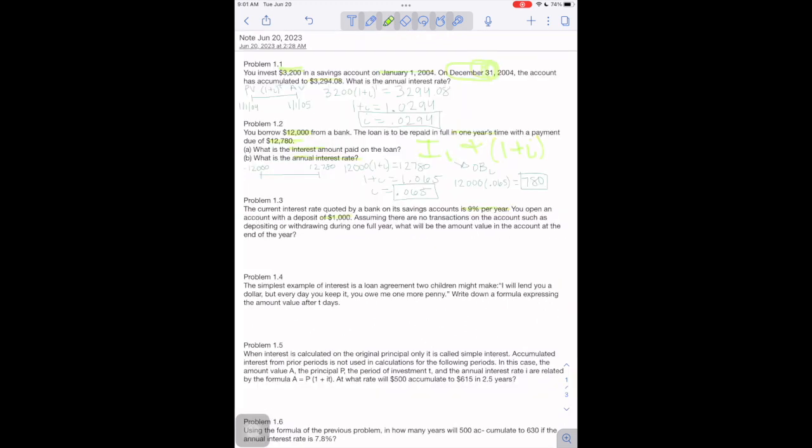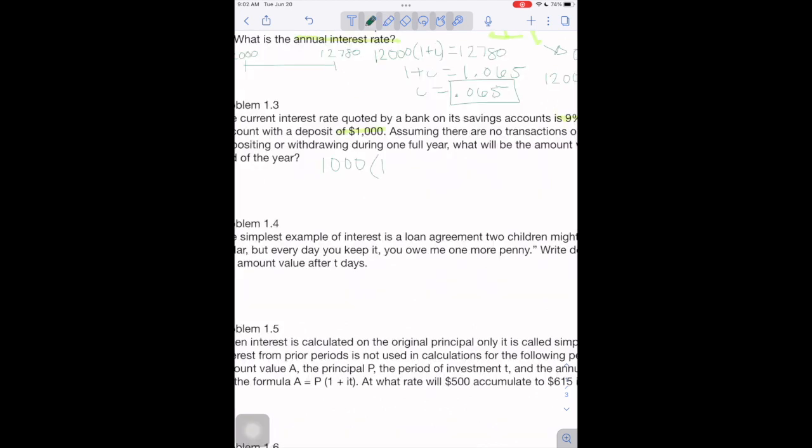Problem 3. The current interest rate quoted by a bank on its savings account is 9% per year. You open an account with a deposit of $1,000. Assuming there are no transactions on the account, such as deposits or withdrawing during the full year, what will be the amount value in the account at the end of the year? $1,000 accumulated at 9% for 1 year equals a future value of $1,090.